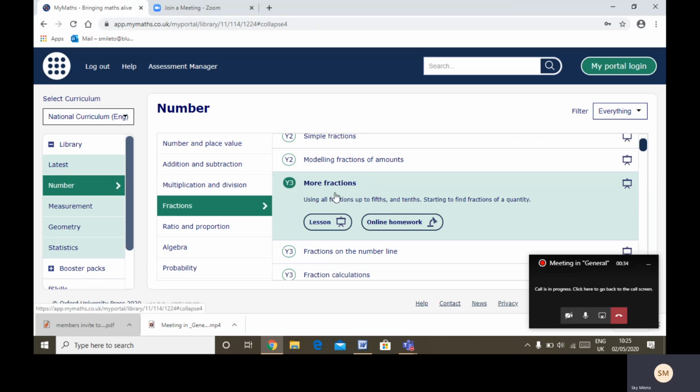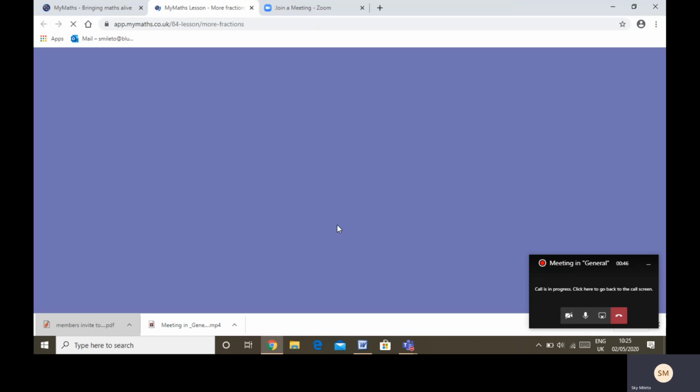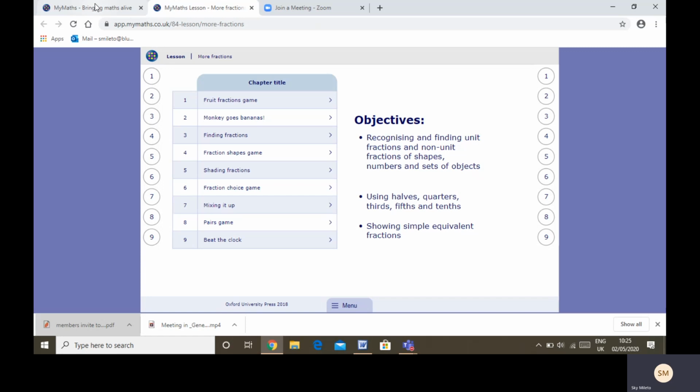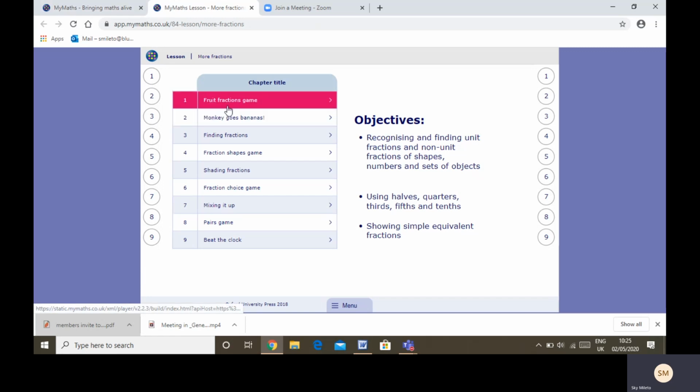I'm going to model each game, and then I'd love it if you played each game, because they are really good at consolidating yesterday's learning about fractions and everything you've ever learned about fractions before. Every single slide is a different game. So it should be a really nice lesson for you today. You've got a big treat. So please go on and play it.